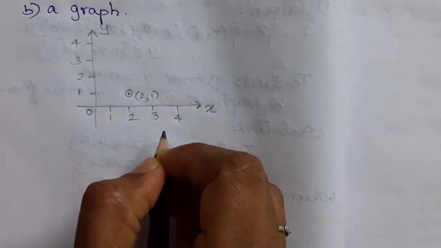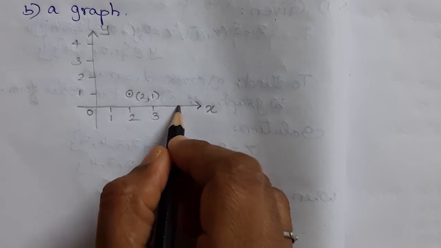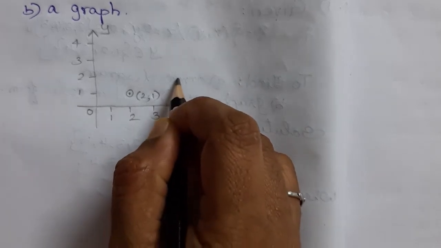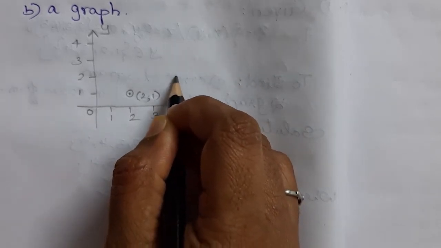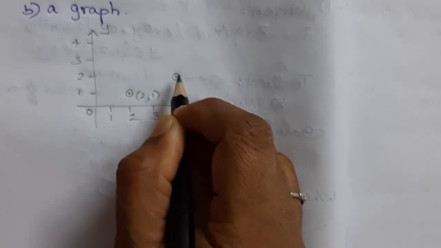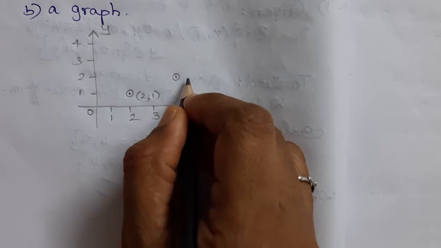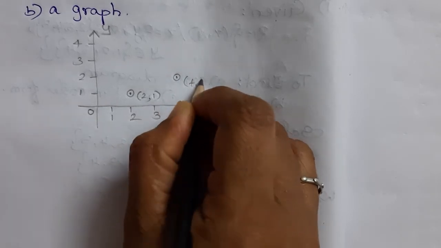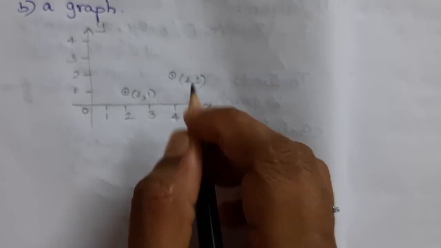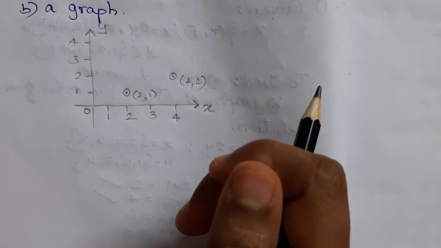Then the next value is (4, 2). The value of x is 4 and the value of y is 2. Go parallelly straight. Hope you all know how to plot the point because we have already drawn the graph. So now this is (4, 2). So we have drawn the graph for the given relation.